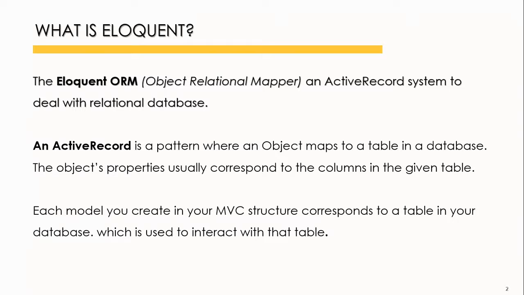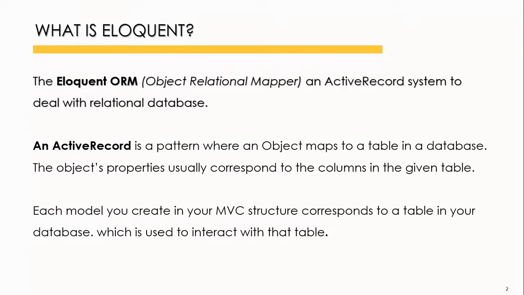An active record is a pattern where an object maps to a table in a database. The object's properties usually correspond to the columns in the given table. So each model you create in your MVC structure corresponds to a table in your database, which is used to interact with that table. You know very well the primary purpose of a model. The models allow you to query for data in your tables, as well as insert new records into the table. That means you do not need to write SQL queries at all.